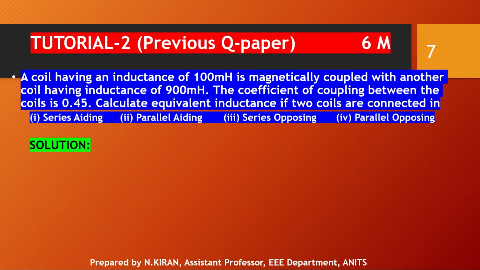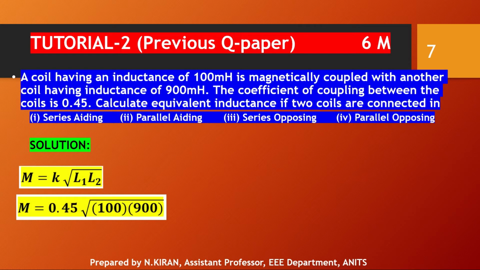So given L1 is 100 millihenry and L2 is 900 millihenry. K value is given as 0.45. But in order to find the equivalent inductance in all four cases, we need the value of M. So we know the relation between M, K and L1 and L2. Just substitute the values in the formula, will give me the value of mutual inductance. In this case, we have obtained as 135 millihenries.